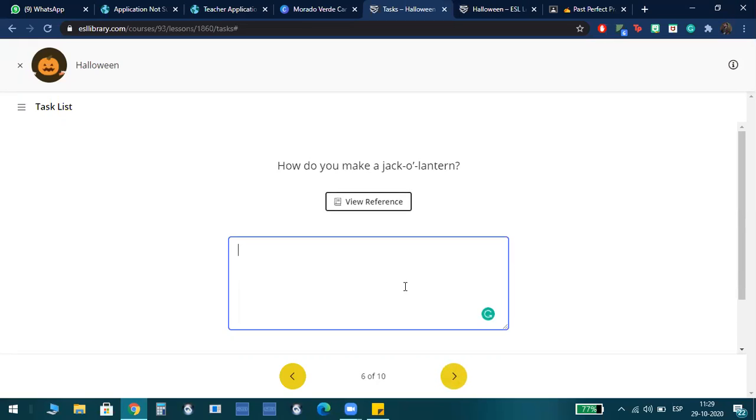And how do you make a jack-o'-lantern? How do you make one? And this is the last question. All right. You carve a pumpkin and put a candle in it. That's it. That's how you make a jack-o'-lantern. You carve the pumpkin and then put the lantern, candle in it.